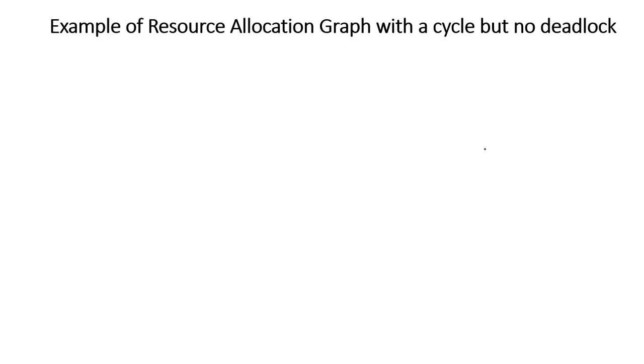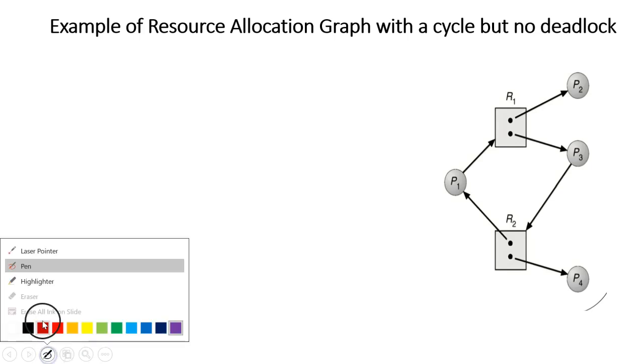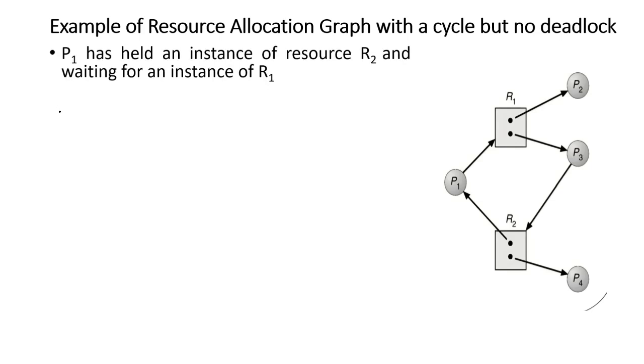The next one is an example of resource allocation graph with a cycle but no deadlock. Here there is a resource allocation graph having 4 processes P1, P2, P3 and P4 and 2 resources R1 and R2 having 2 instances each. Here we can say P1 has held an instance of resource R2 and is waiting for an instance of R1. So this condition is hold and this one is waiting condition.